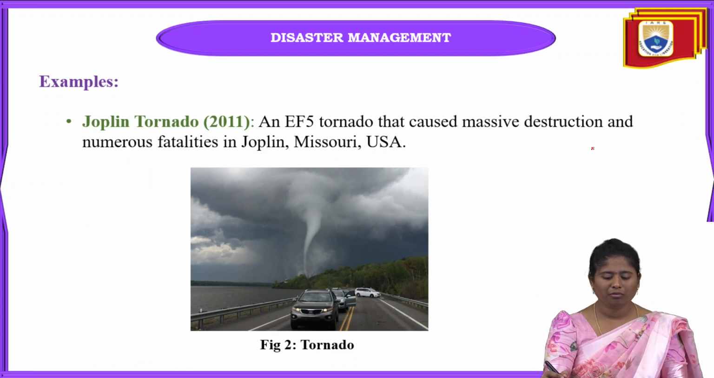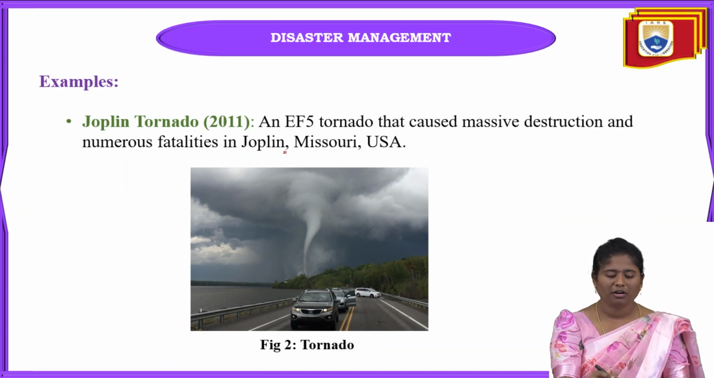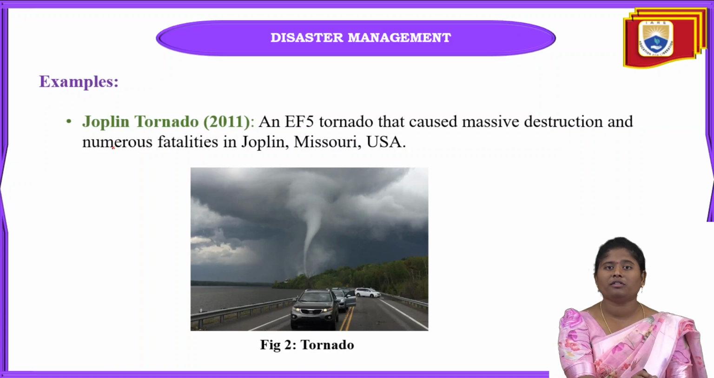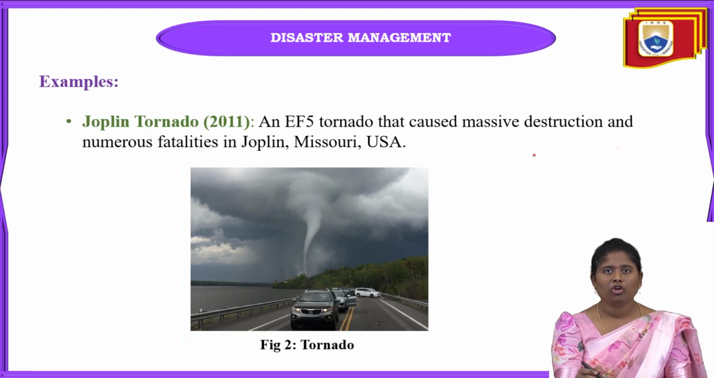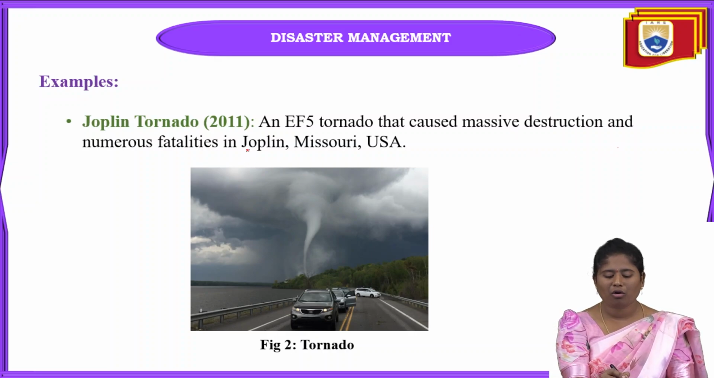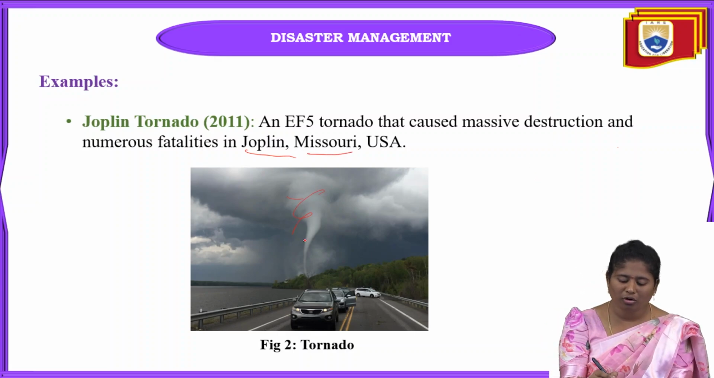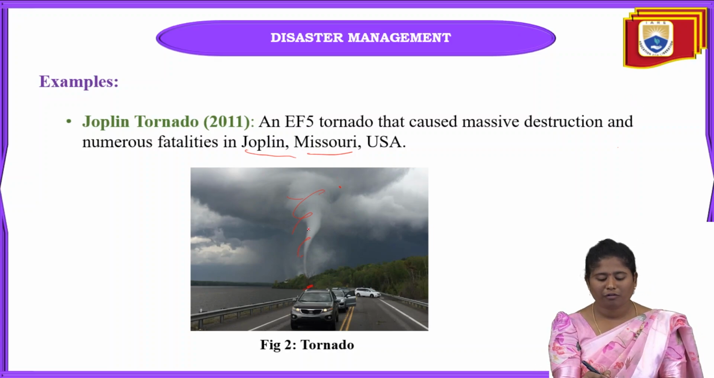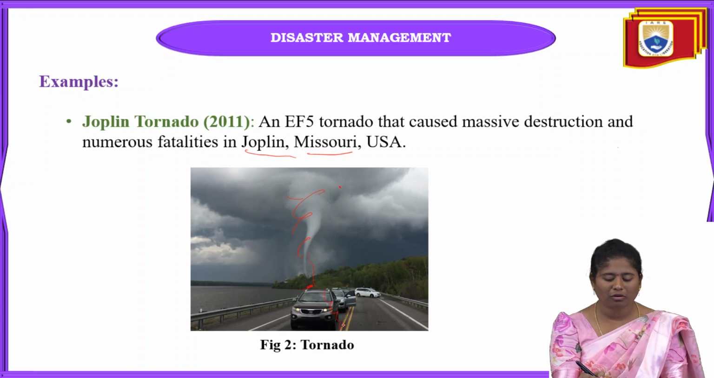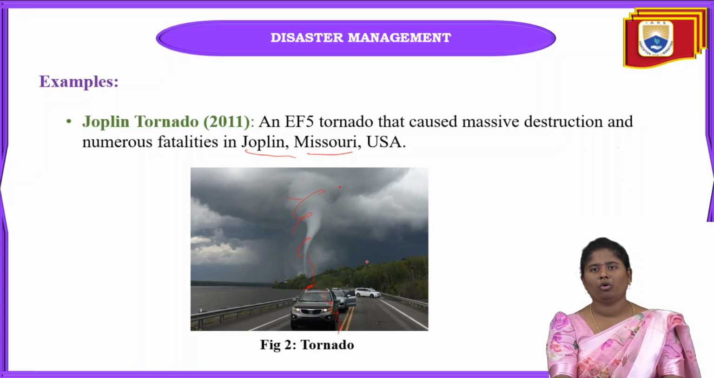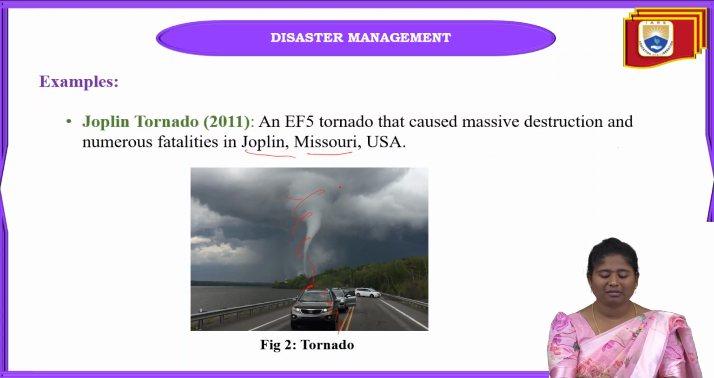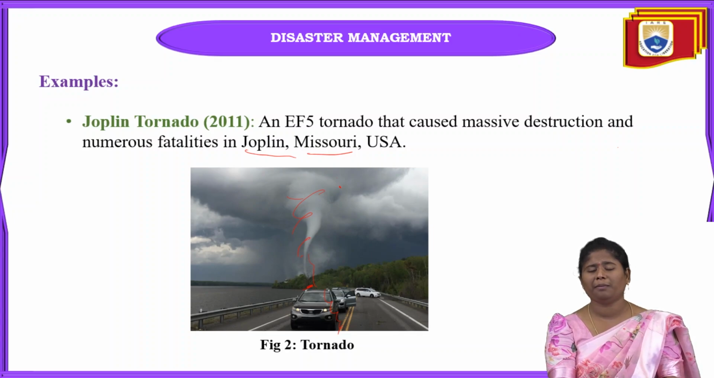This is an example we can see in the USA. It happened in 2011. The tornado is called the Joplin. It caused massive destruction and numerous fatalities in the area of Joplin, in Missouri, USA. Here you can see how this tornado started. There will be a connection between the cloud and the earth. If the overall tornado gets like this, all the cars, transportation facilities, everything can be damaged within minutes only.